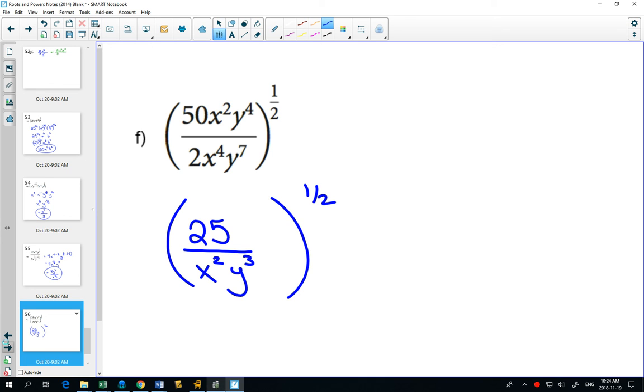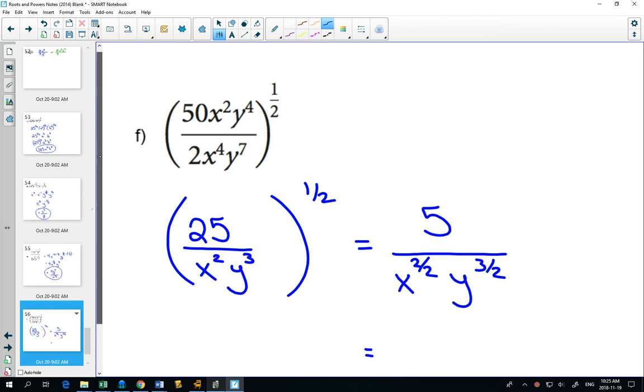And now that I've simplified it, I can apply my exponent law of having that half outside of a fraction, so that 1/2 will go to everything. What happens when I do the 1/2 to the 25? Are you okay if I just write 5? Because the 1/2 is a square root, and the square root of 25 is 5. The x squared to the 1/2, well, you'd have to multiply. I'm going to write that as 2 over 2, but probably you could tell mental math-wise that that's going to be 1. And y cubed to the 1/2, that'll be y to the 3/2.